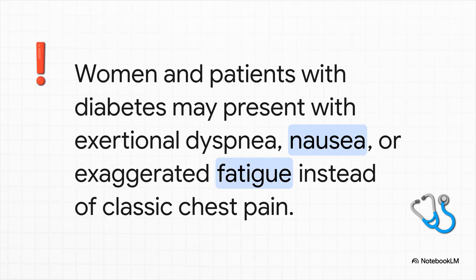Now here's a huge clinical pearl. Not everyone reads the textbook. You have to be on high alert for atypical presentations, especially in women and in patients with diabetes. They might not get that classic chest pain. Their anginal equivalent could be sudden shortness of breath with activity, or just overwhelming fatigue. You can't afford to miss these signs.